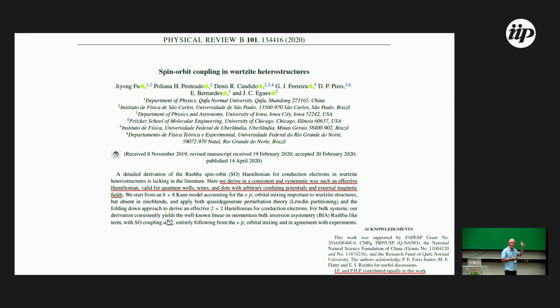So we did basically the same thing here for electrons, but for Wurtzite systems. And of course, Dennis is also on this paper, and Esmerindo.